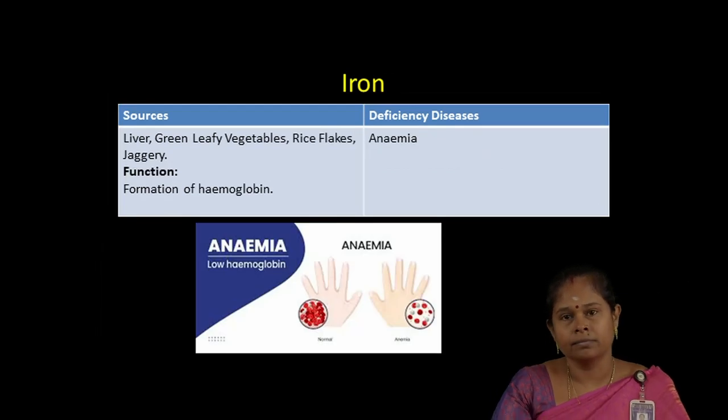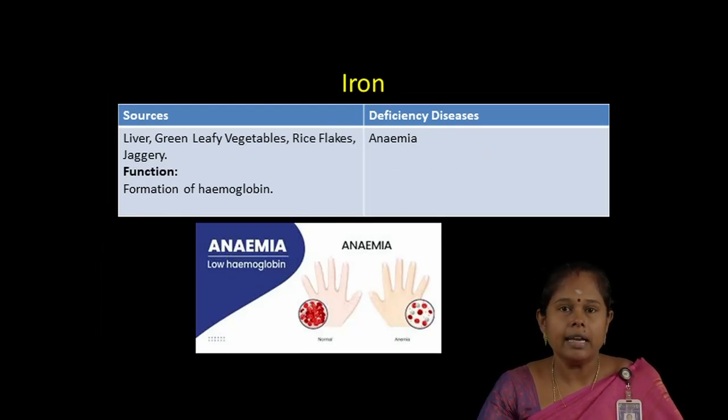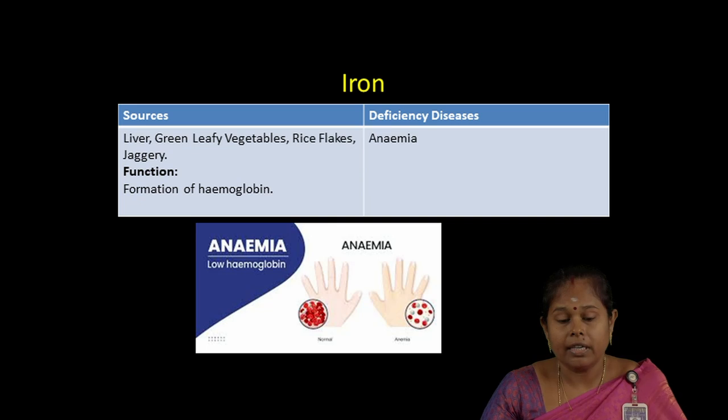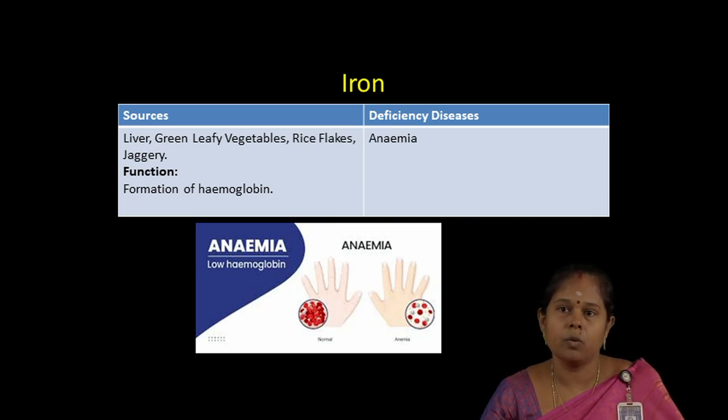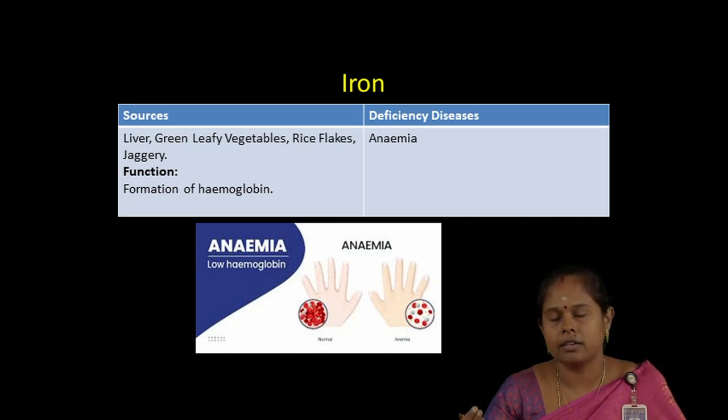And then iron. The sources of iron are liver, green leafy vegetables, rice flakes and jaggery. The function of iron is formation of hemoglobin. If proper iron is not taken, that may lead to anemia. Anemia means hemoglobin formation is very low. That person may become very weak and tired, and hair loss may occur.